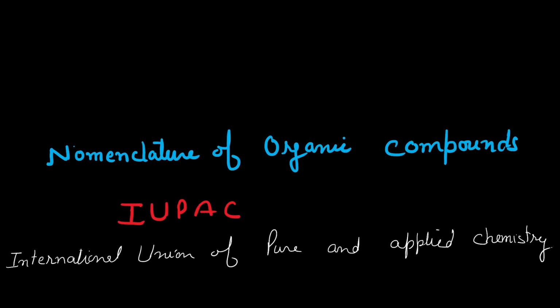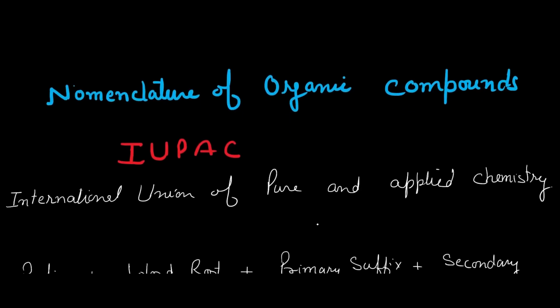First of all, let me tell you what this IUPAC is. IUPAC is an organization where all the rules are framed and then given to the whole world for further teaching, learning and research. So, International Union of Pure and Applied Chemistry. This is the full form of IUPAC. In this organization, certain rules are framed.